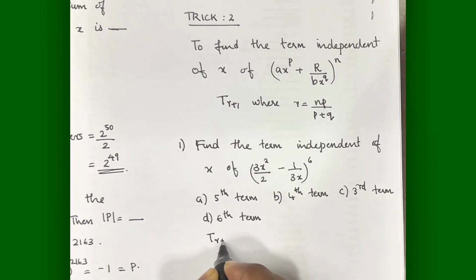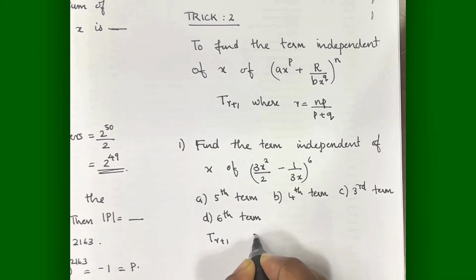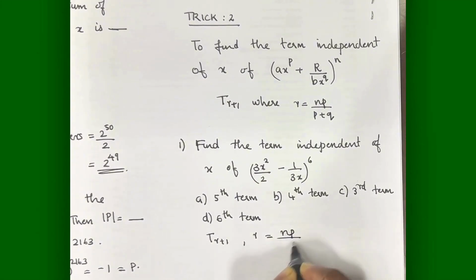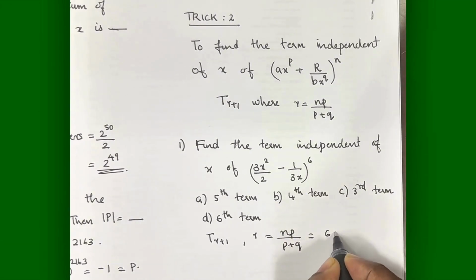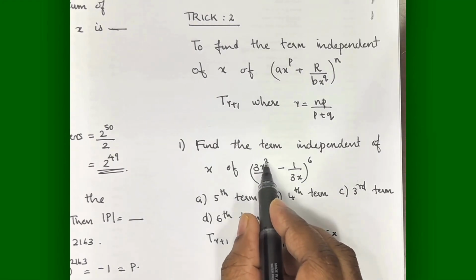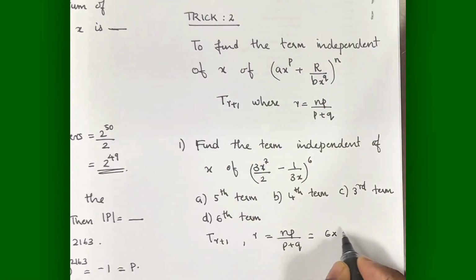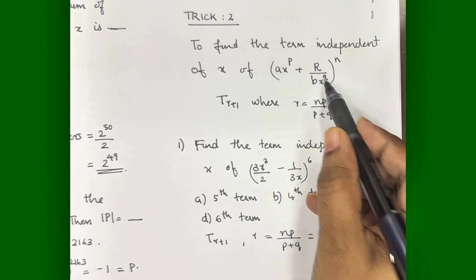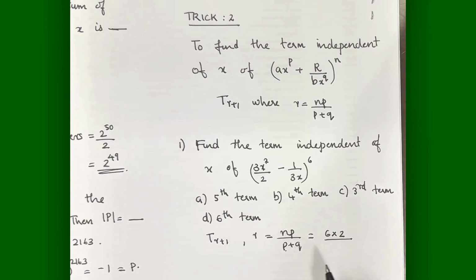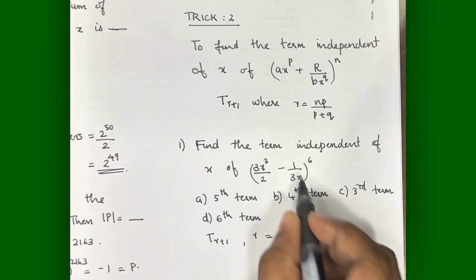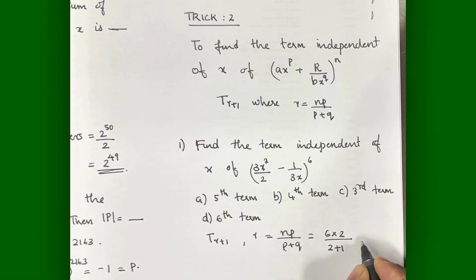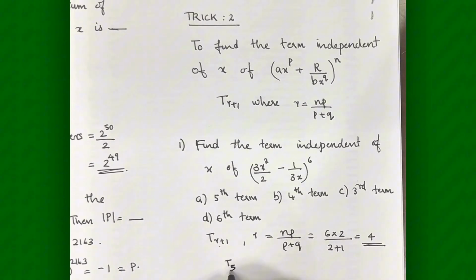So to find the term independent of x, we need to calculate T(r+1), the (r+1)th term, where r is equal to np divided by p plus q. That is equal to, n is equal to 6 here, 6 into p, which means the power of x here. From the expression we can see the power of x is 2, so we write 6 into 2. And calculate q by comparing the power of x in the denominator, that is 2 plus the value of q, which here is 1, so 2 plus 1. That is 6 twos are 12 by 3, which is equal to 4. And therefore T(r+1) means 4 plus 1, that is the 5th term. Therefore option A is the correct answer.